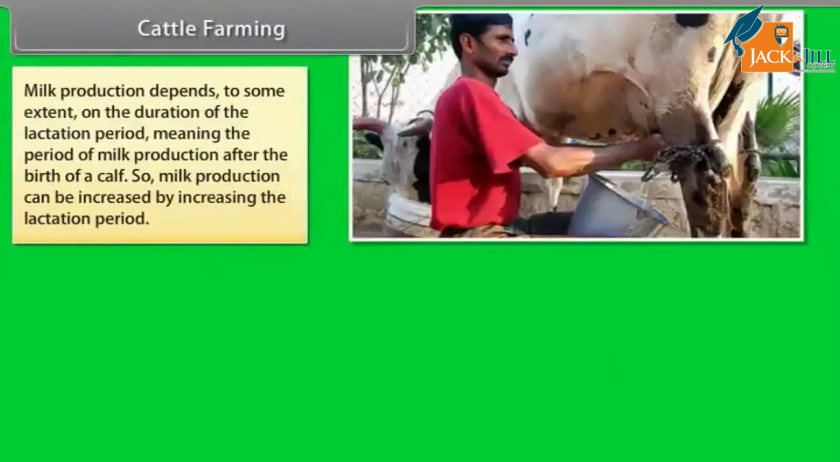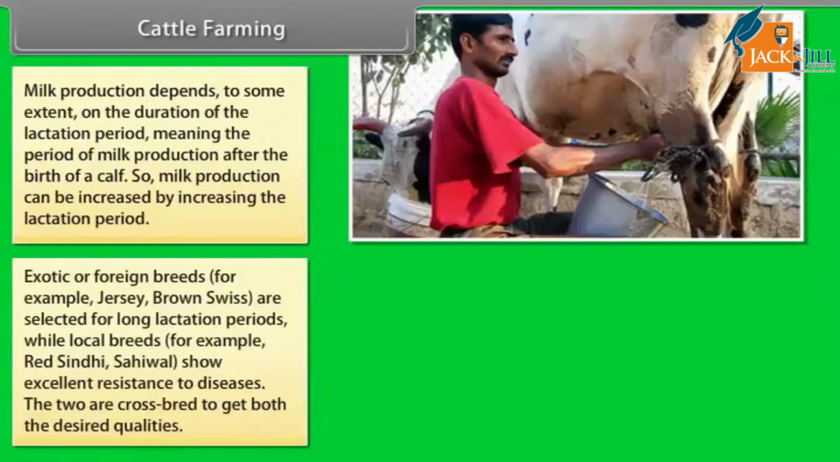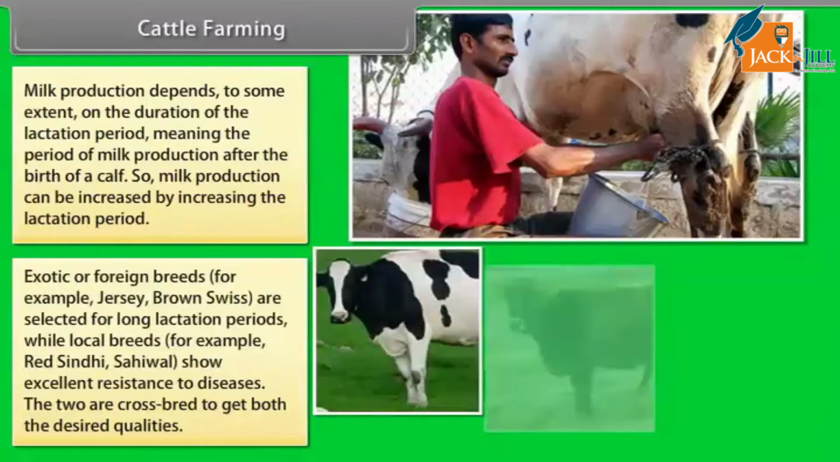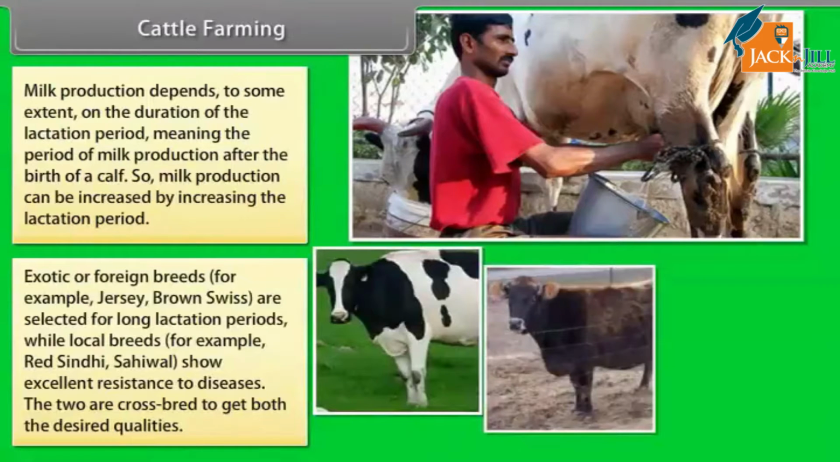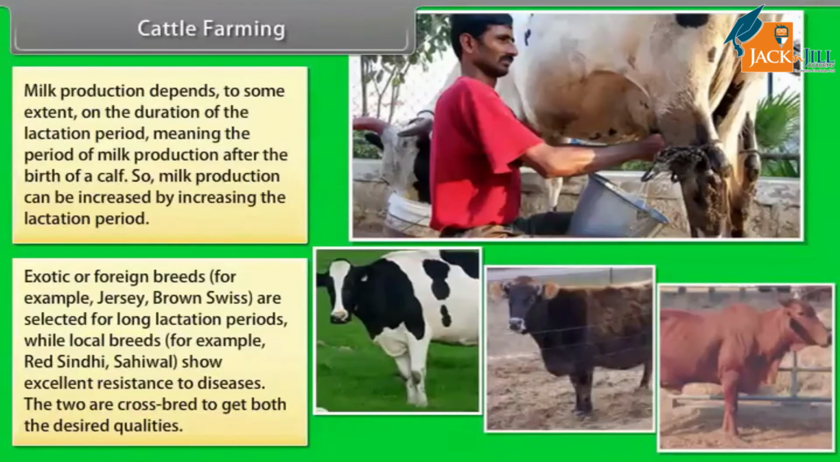Milk production depends to some extent on the duration of the lactation period, meaning the period of milk production after the birth of a calf. So, milk production can be increased by increasing the lactation period. Exotic or foreign breeds, for example Jersey and Brown Swiss, are selected for long lactation periods, while local breeds, for example Red Sindhi and Sahiwal, show excellent resistance to diseases. The two are crossbred to get both the desired qualities.